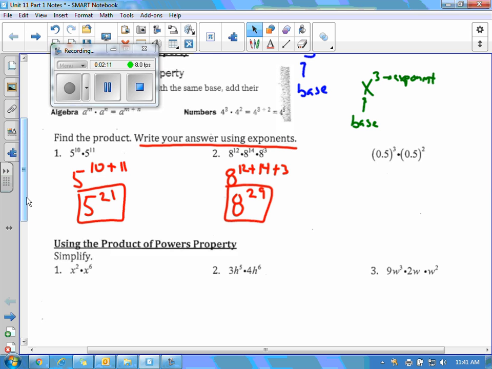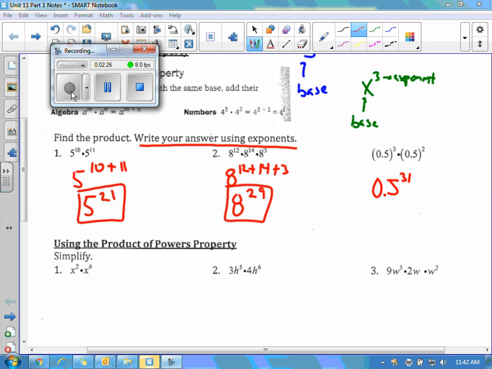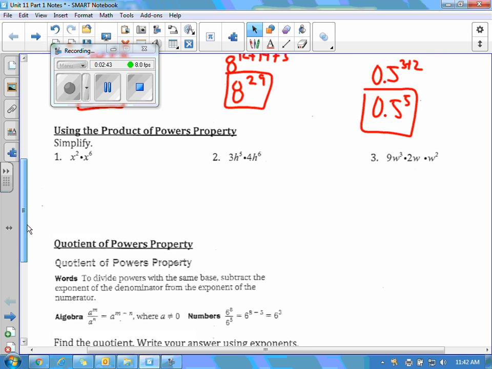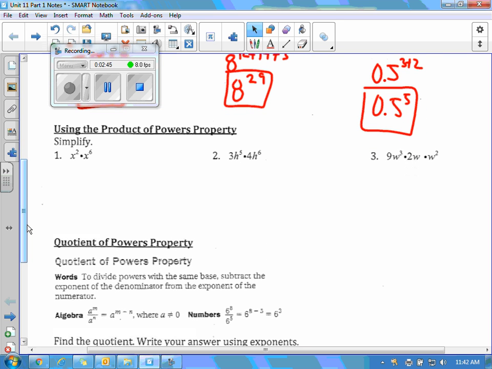Now, the last example was a little bit trickier because I have decimals, but those decimals don't change what we're doing. We have 0.5 to the 3rd times 0.5 to the 2nd, so we still have the same base of 0.5. So I can add the exponents, 3 plus 2. So I get 0.5 to the 5th. So that is the basics for the product of powers property. Now, if you look, we only worked with numbers there. If you look at the next section, we're going to look at using some variables here.